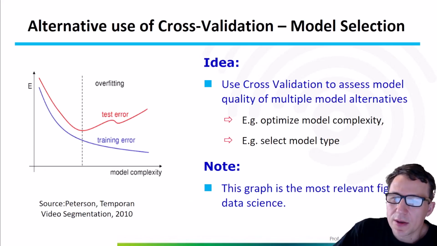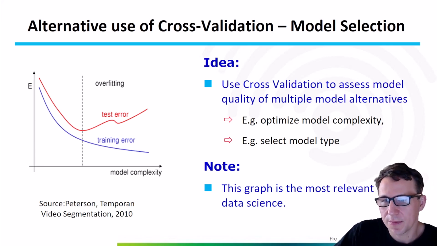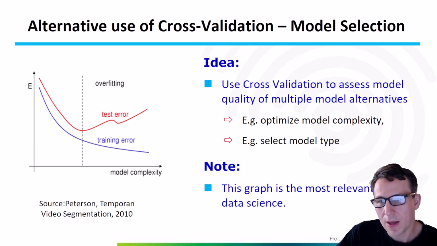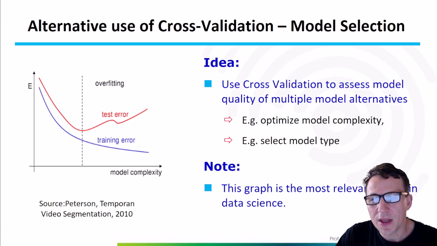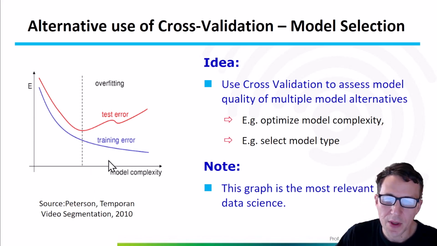So we talked about using cross-validation to assess the performance of the model, to get a performance estimate. That's one very common use for cross-validation. The other very common use for cross-validation is to do model selection. And model selection has to be done for almost all machine learning algorithms.